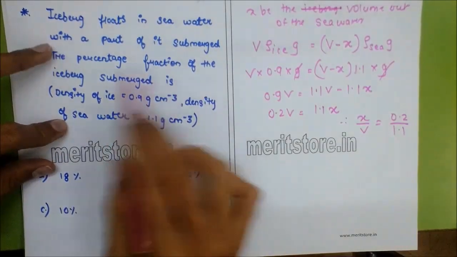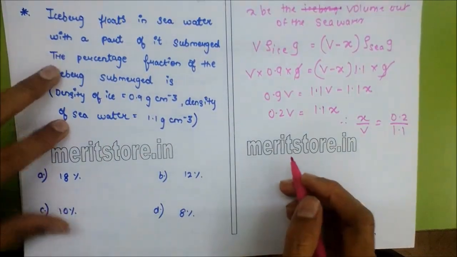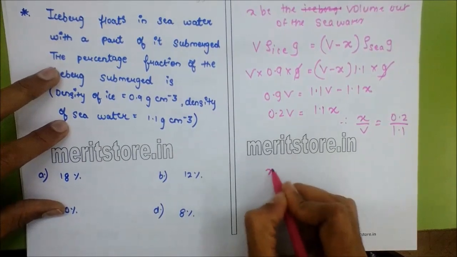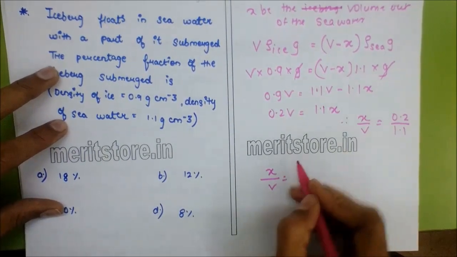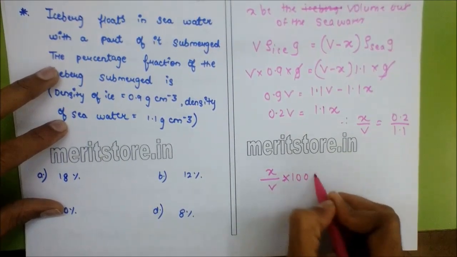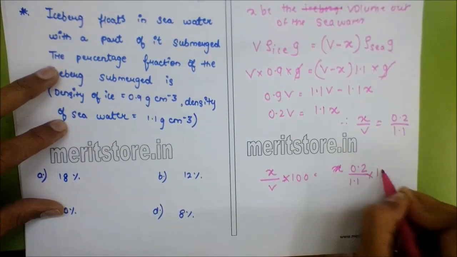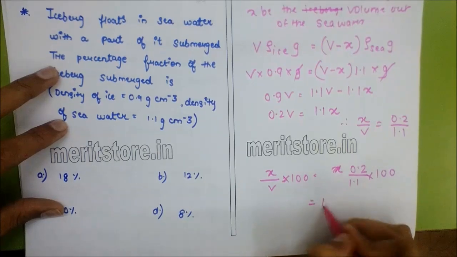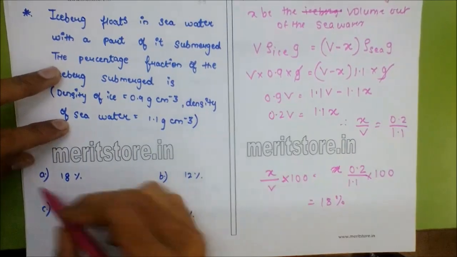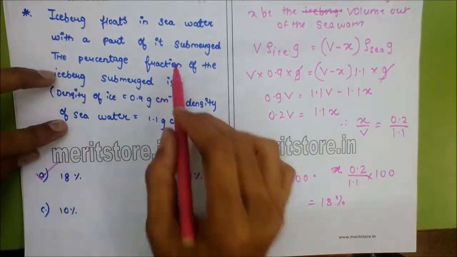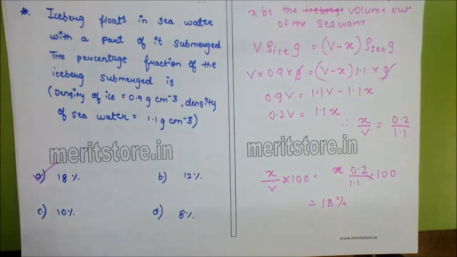So we need to find the percentage fraction. For that, we will take the percentage of this ratio, that is X upon V into 100. So we have 0.2 upon 1.1 into 100, which comes out to be 18%. So your correct option is 18%, the fraction of the iceberg that is submerged.